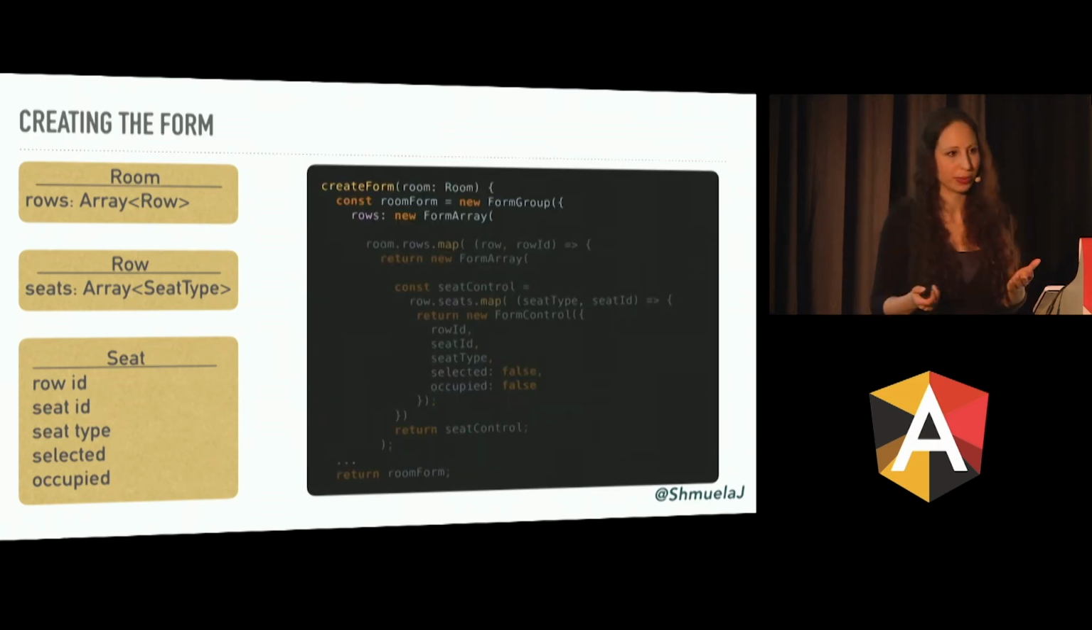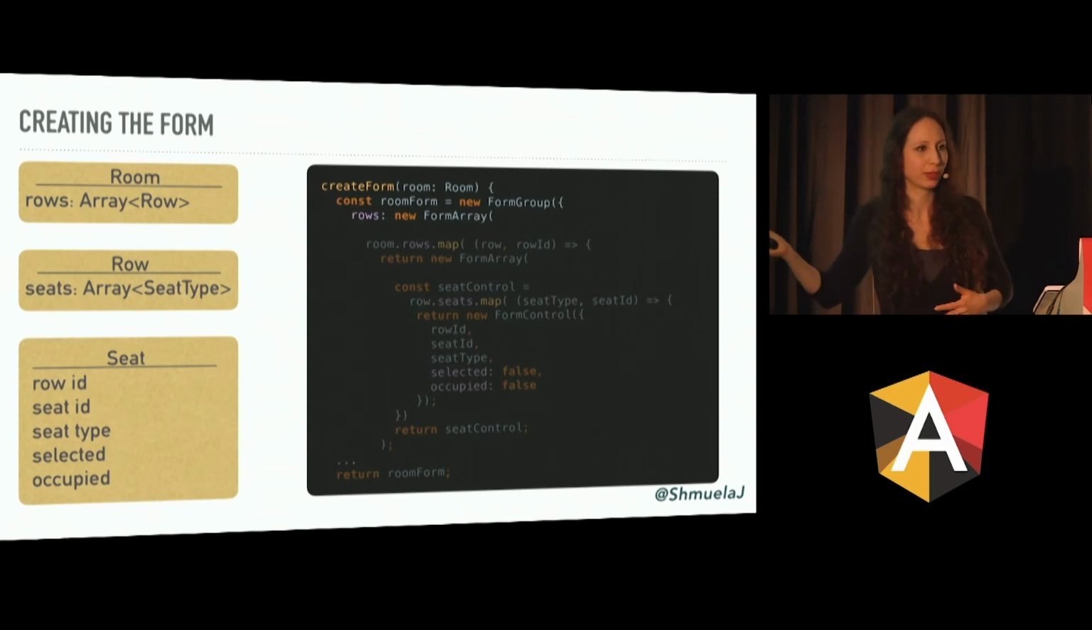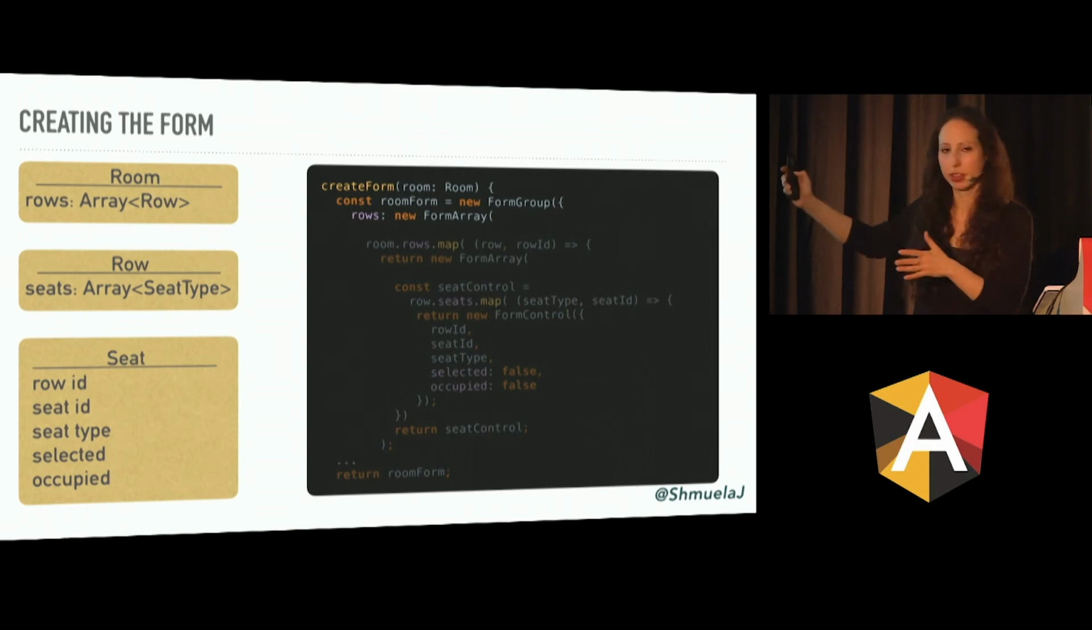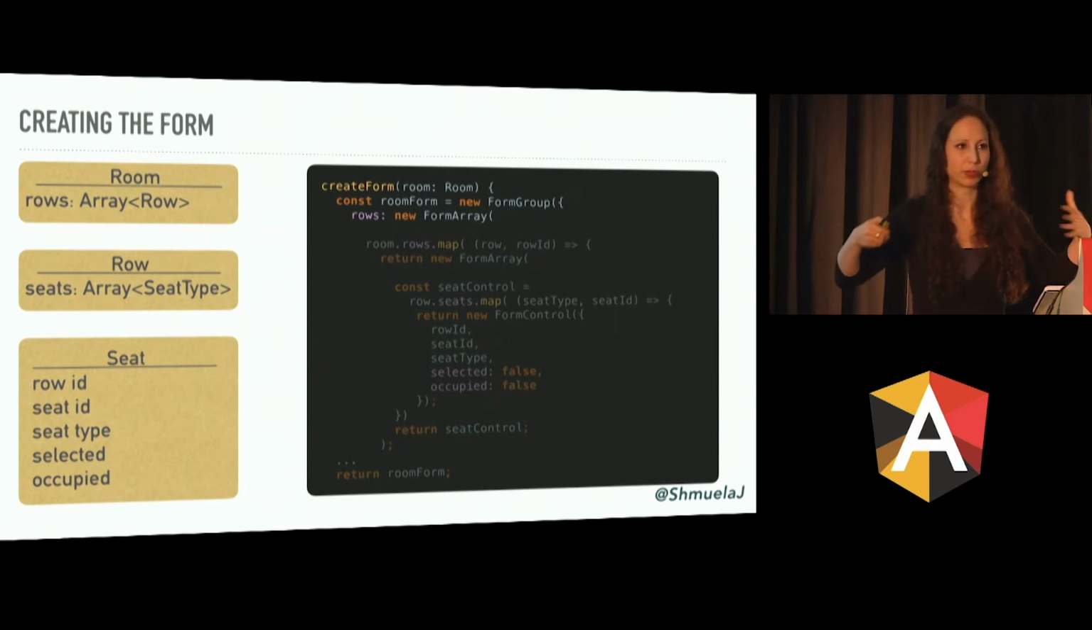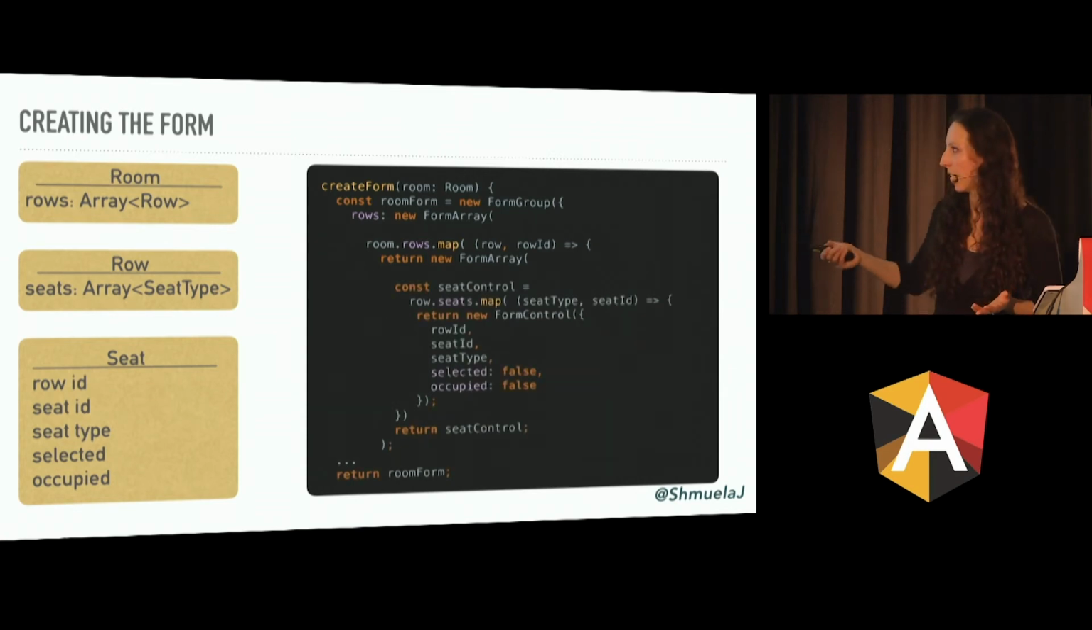Okay, so how do we build the form? I'm sure you've all already worked with forms in Angular, right? I'm not using the form builder here, but you can definitely use it. It's just using the raw classes. First of all, I'm creating a form group for the whole form, and it contains a form array for the rows. And then I take the data that I got and map it to another form array, which has the seat controls inside.